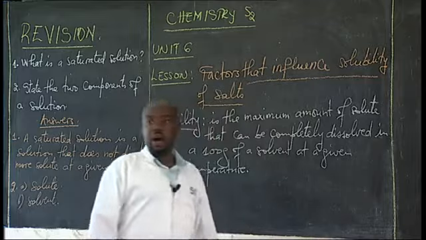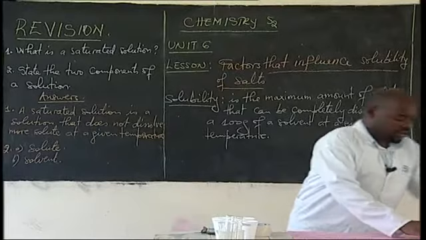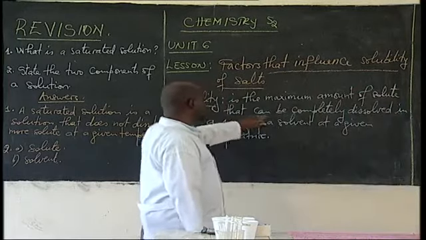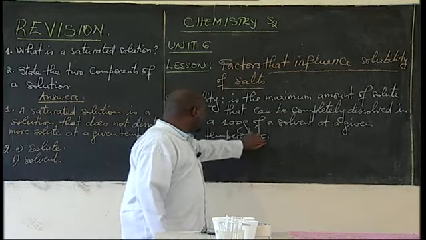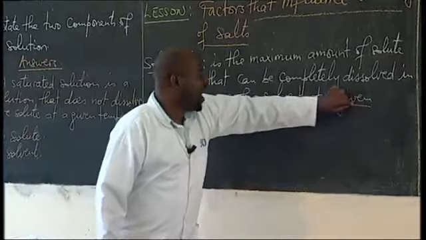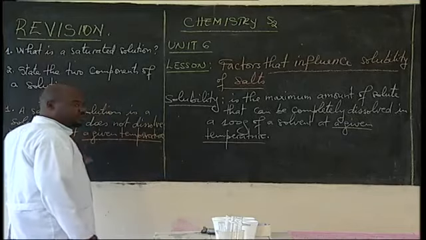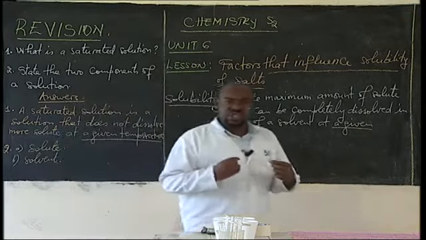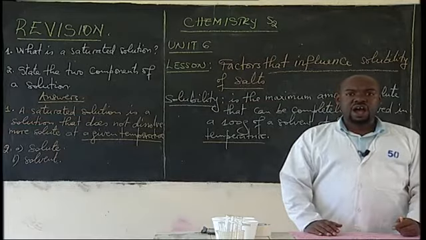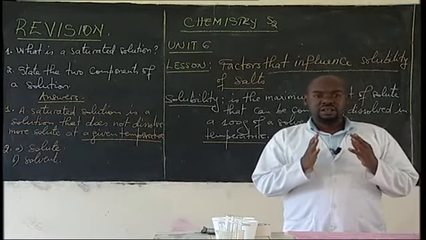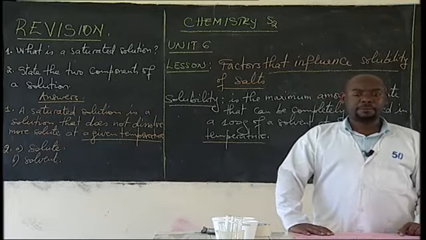Good. Now I have a question for you. Here we are saying that it is the amount of solute that can be completely dissolved in 100 grams of solvent, but we add at a given temperature. Why do we always consider solubility at a given temperature? And we make clear definition of that particular temperature under which we are working.